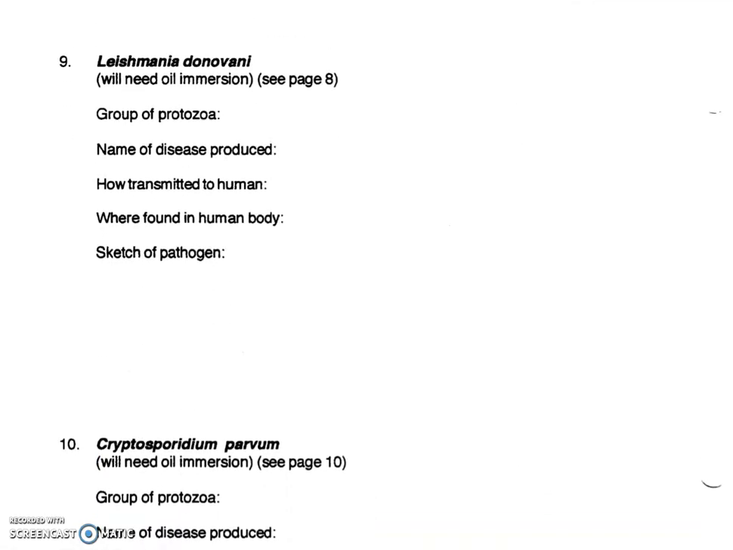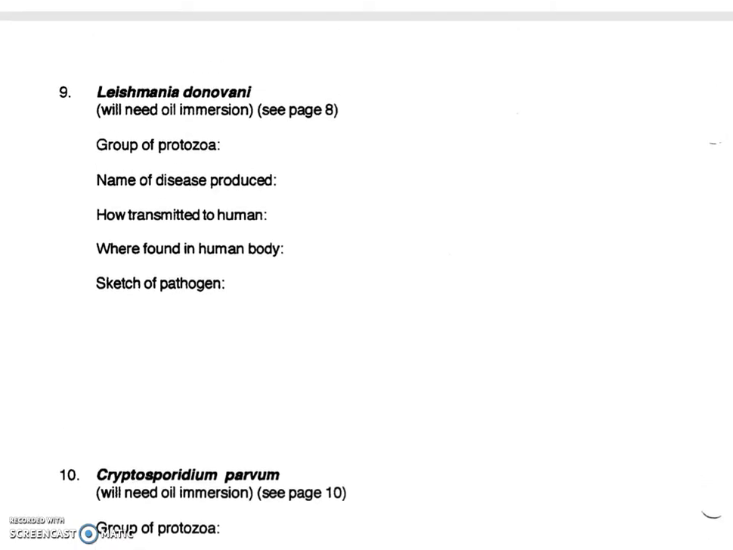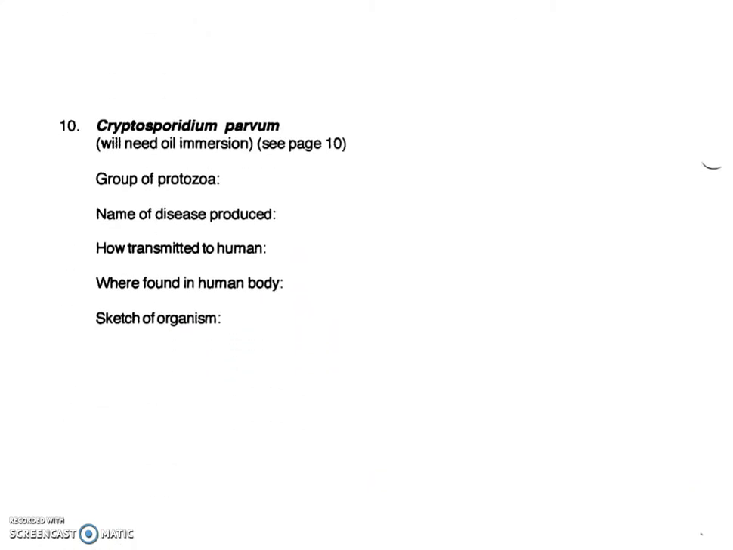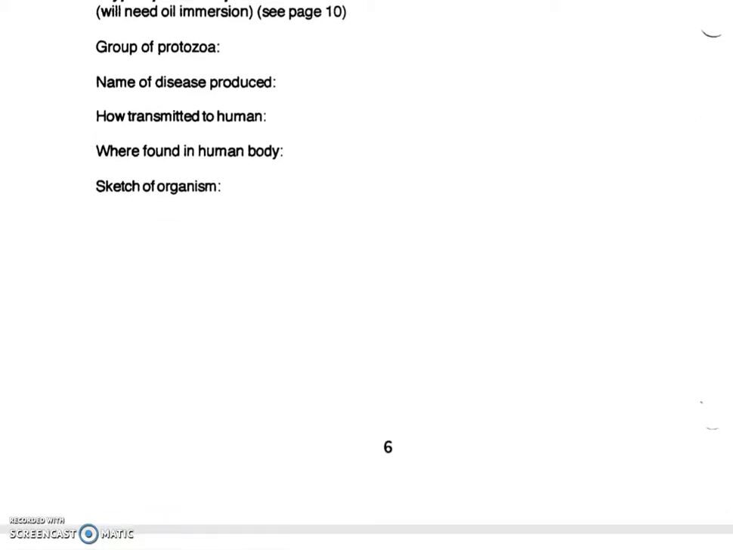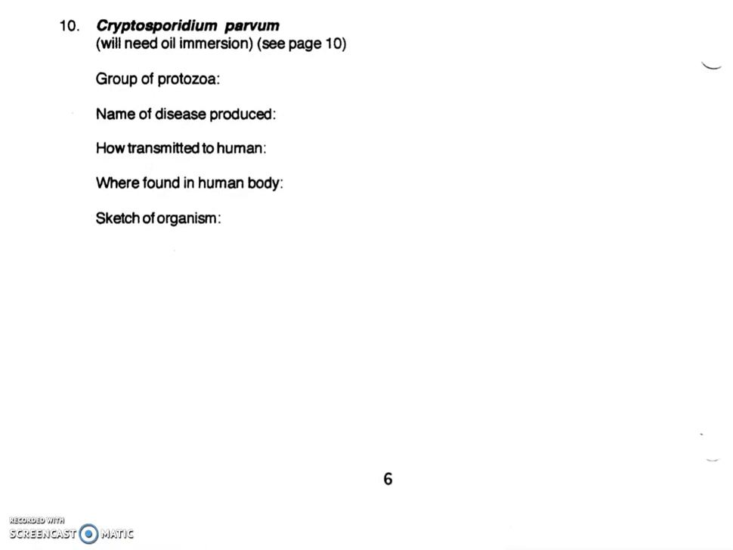And Leishmania donovani, this one, please look it up, sketch the pathogen. Cryptosporidium parvum, another one that's in the group of the Apicomplexa and causes a diarrhea type of disease. Look it up. You should be able to find something easily.